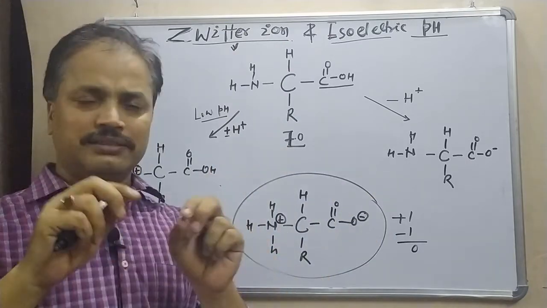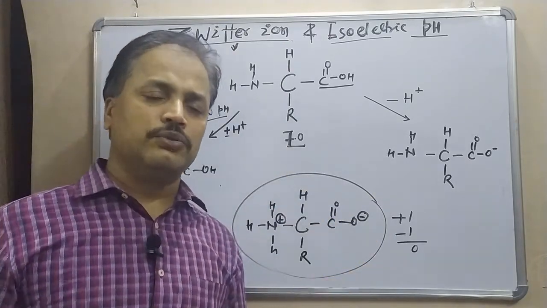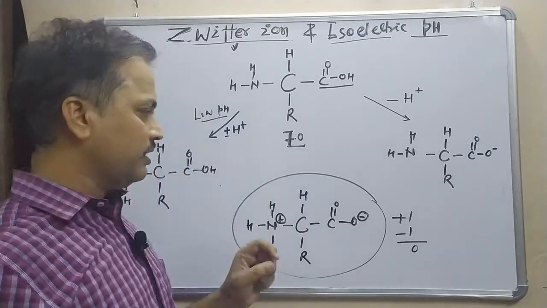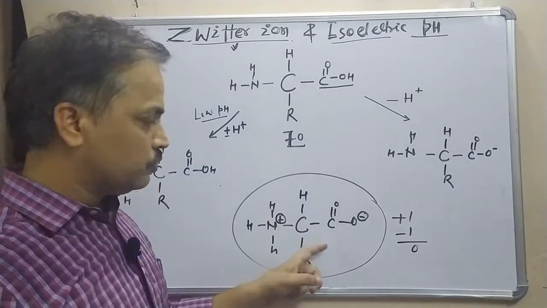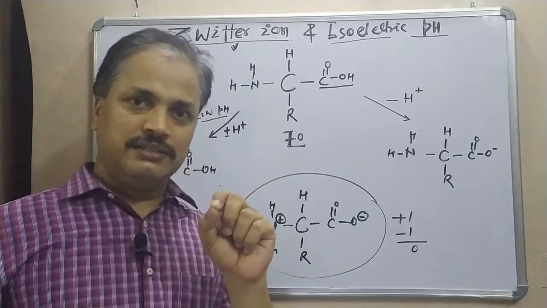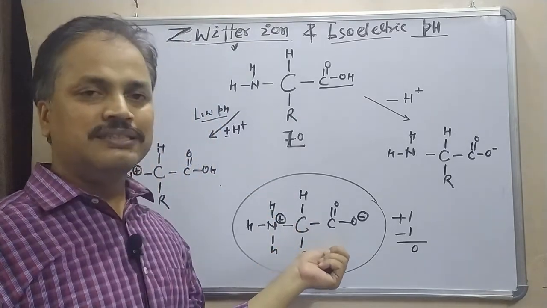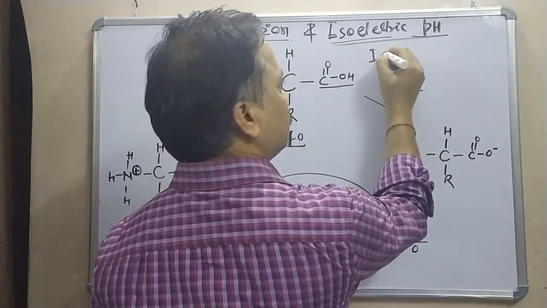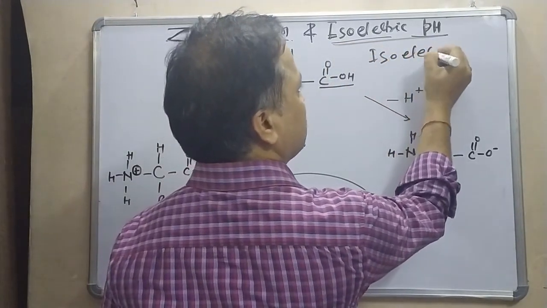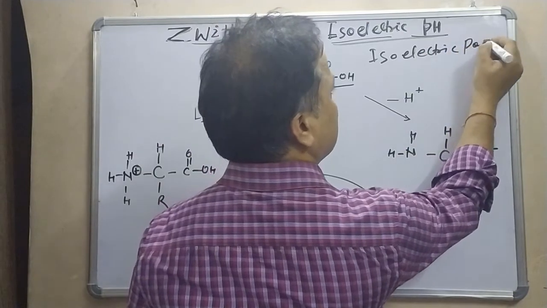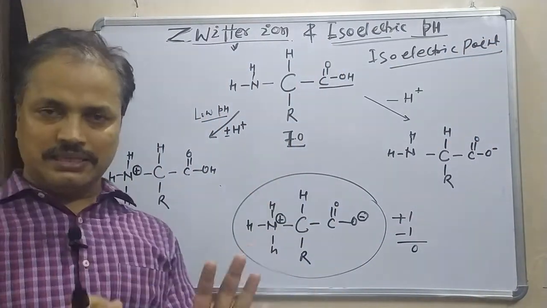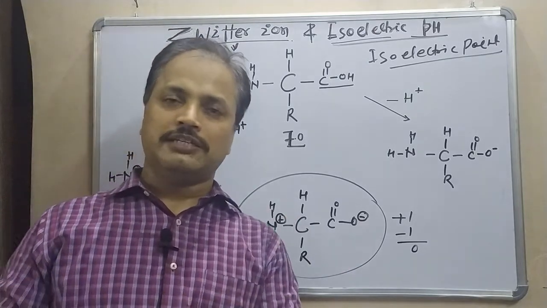This zwitterion does not exist at every pH. For every amino acid there is a specific pH where it exists in the form of a zwitterion. That pH where this form occurs is called its isoelectric pH, or it is also called the isoelectric point.